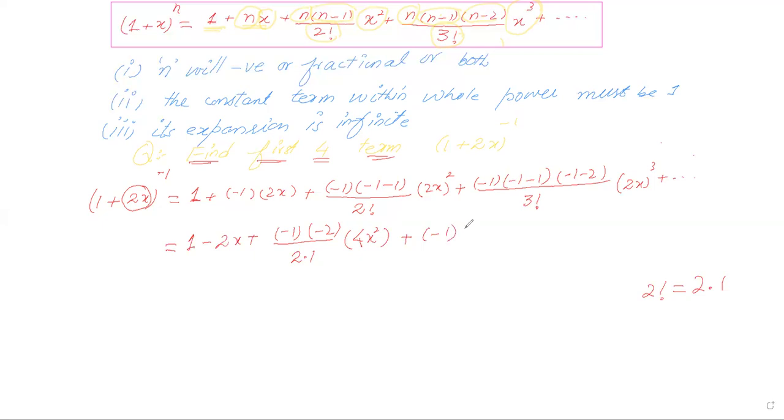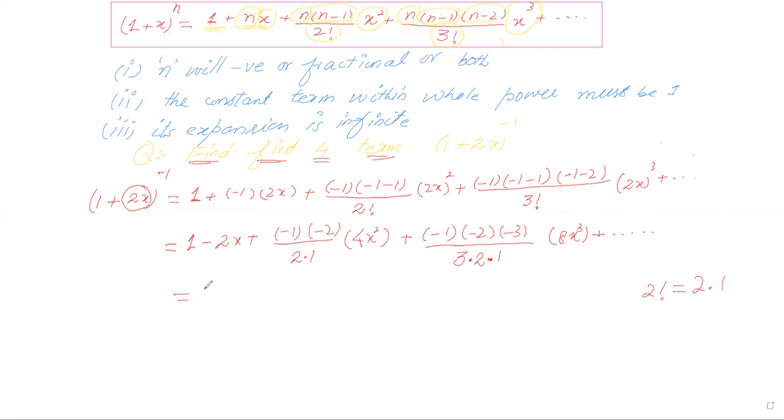Then we have the fourth term: minus 1, minus 2, and minus 3, divided by 3 factorial. 3 factorial means 3 multiplied by all its preceding natural numbers. What are the preceding natural numbers? 2 into 1. A dot means multiplication. And we have 2x cube, which means 8x cube. And you have to follow this pattern up to an infinite series.